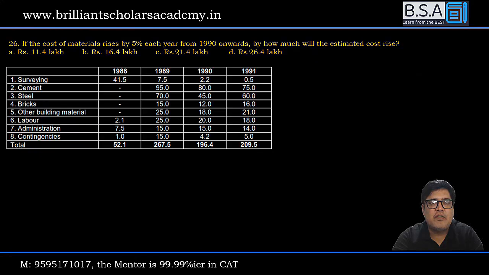If the cost of materials increased by 5% each year from 1990 onwards, by how much will the estimated cost rise? Cost of materials increased by 5% each year from 1990 onwards. By how much will the estimated cost rise? All of this is estimated cost. Materials are increasing 5% from here. These are material costs.